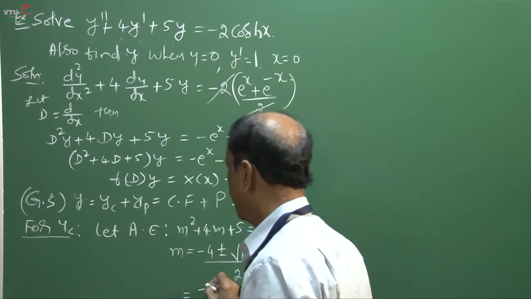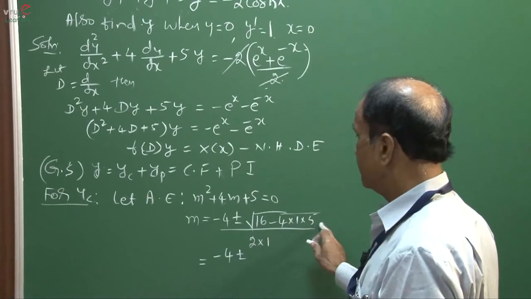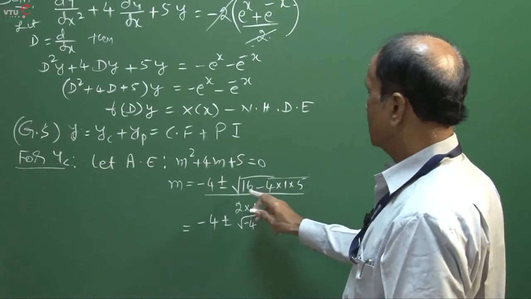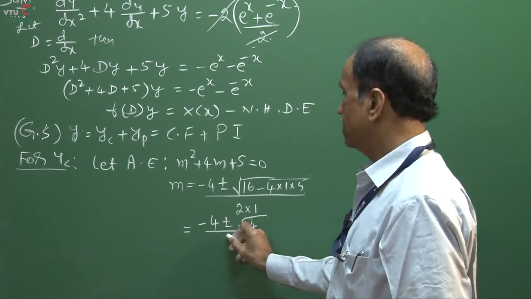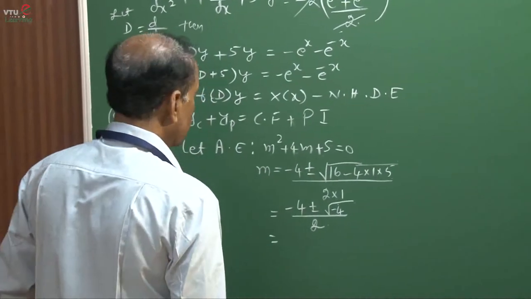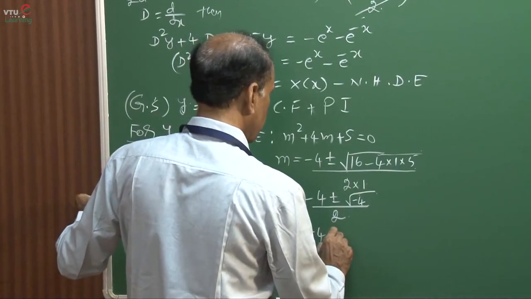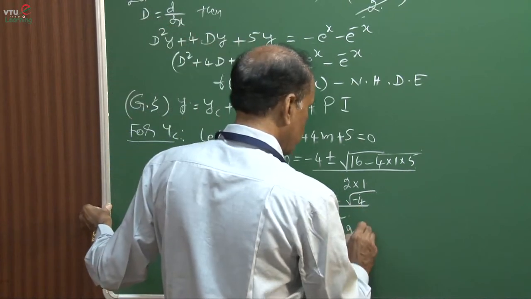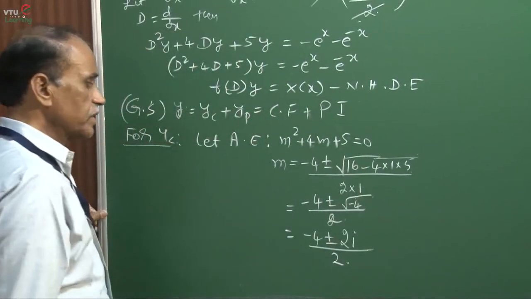This gives minus 4 plus or minus root of 16 minus 20, that is minus 4, under root minus 4, and this should be divided by 2. Thereby you will get minus 4 plus or minus root of minus 4. Root of 4 is 2, and root of minus 1 is i, so 2i. Then divided by 2.